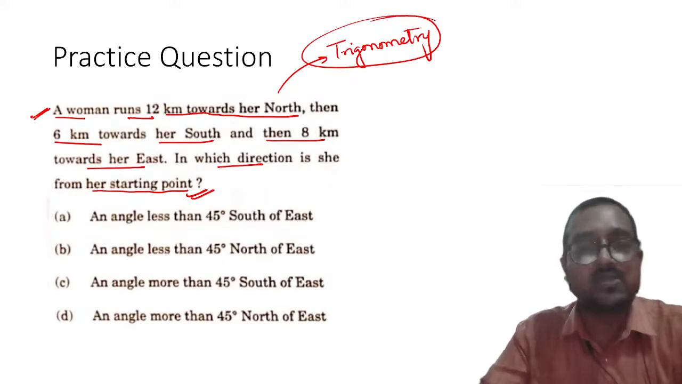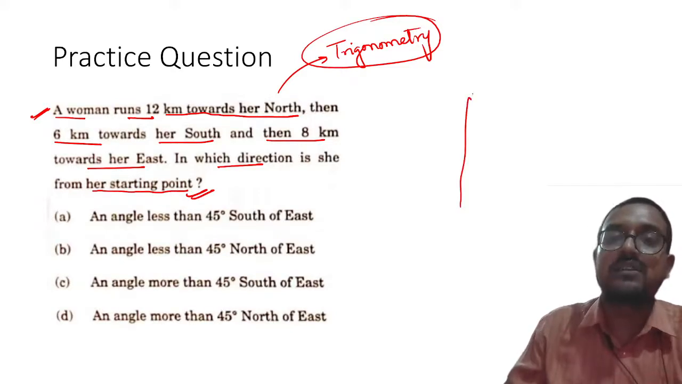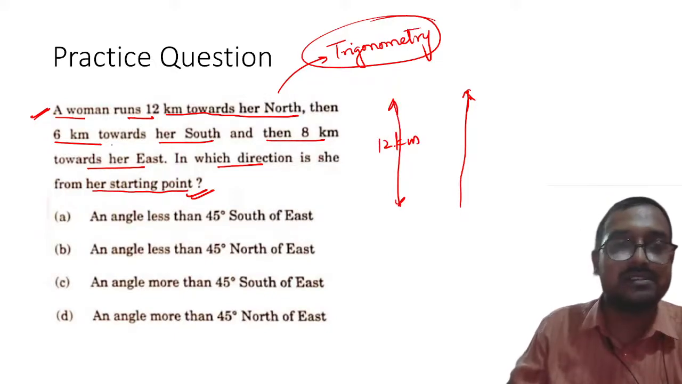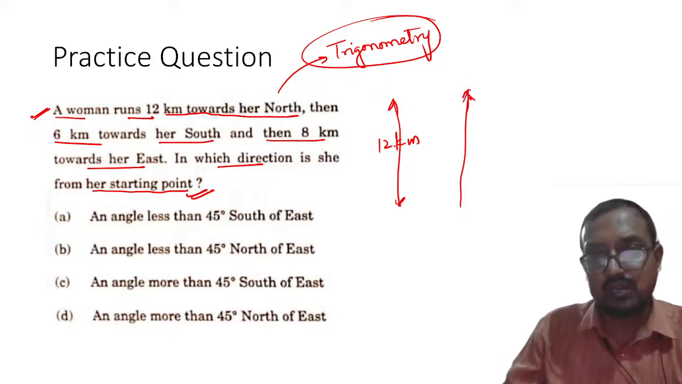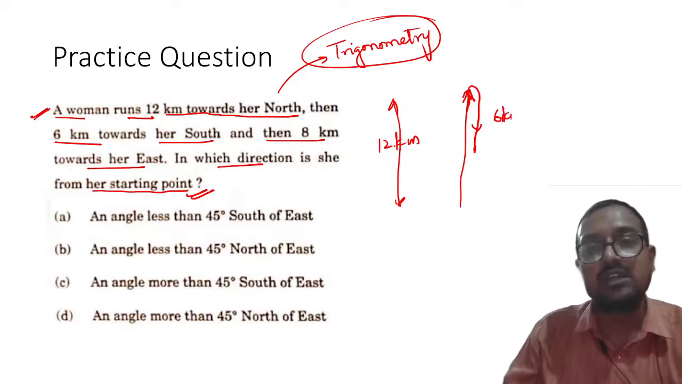Clear? Now my dear students, this is the question. A woman runs 12 kilometers towards her north. So let the woman run 12 kilometers north. Okay. So this is like 12 kilometers, and then she turns towards her south. So she is facing this and then south. Now she, instead of going the complete 12 kilometers, goes only 6 kilometers.